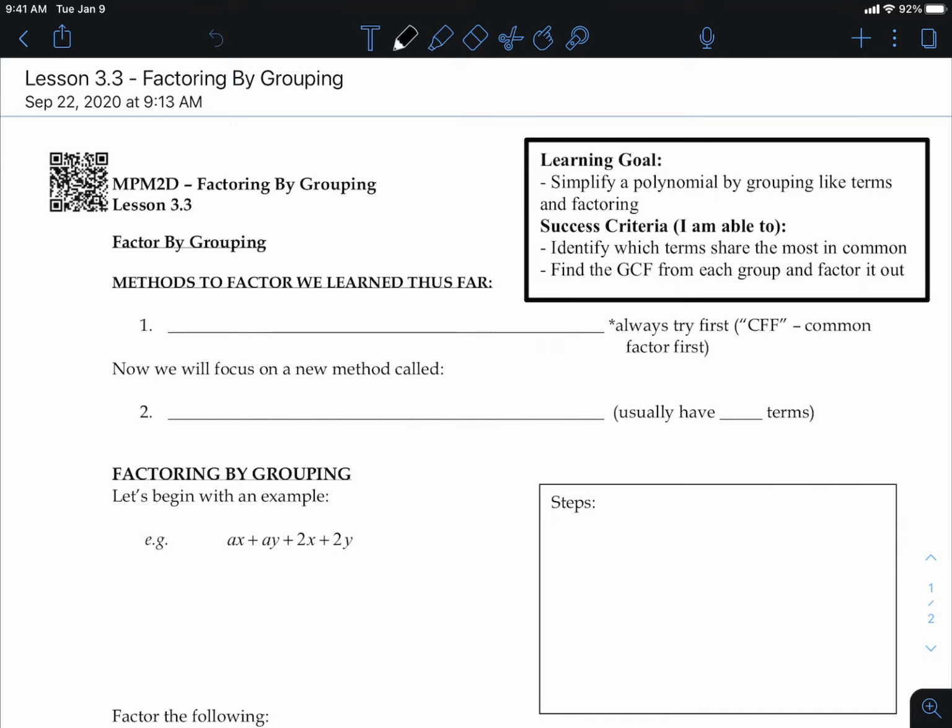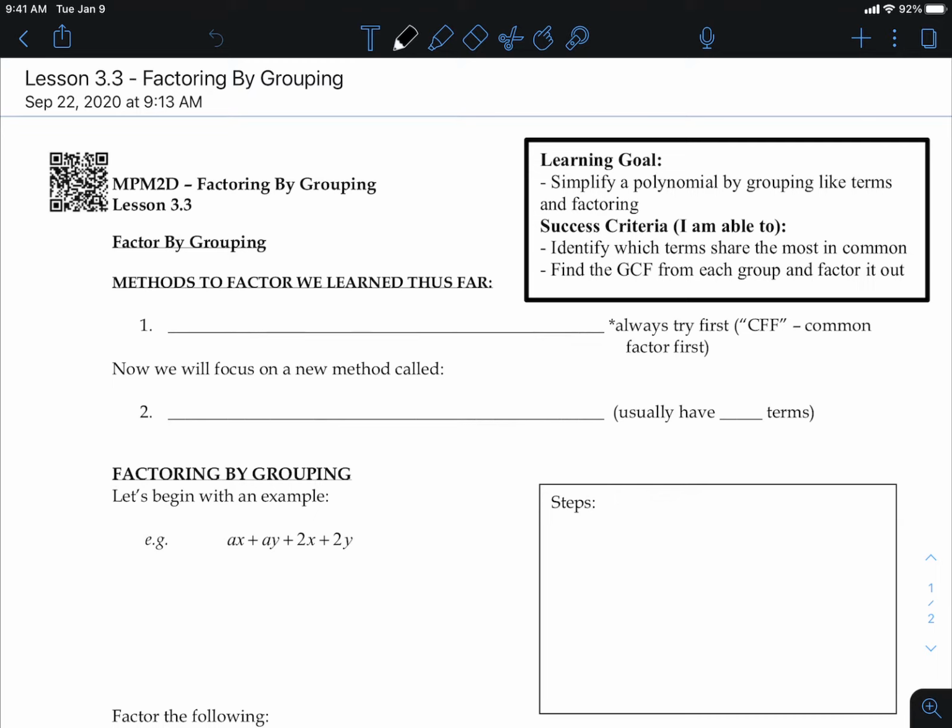Factoring by grouping. Okay, so what you're going to do here is you're going to take a polynomial of maybe 4 terms. You're going to see some similarity in 2, but not the other 2. So you're going to group them accordingly. That's what factoring by grouping is, okay? You're going to use this later, okay? That's the gist of it, okay?